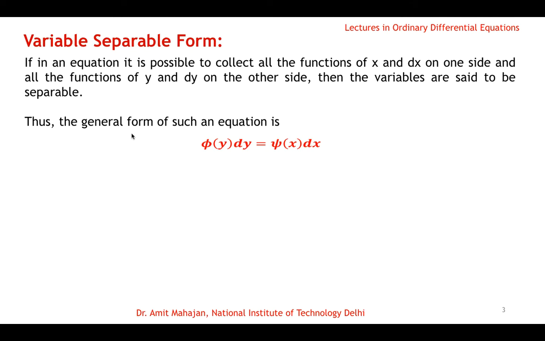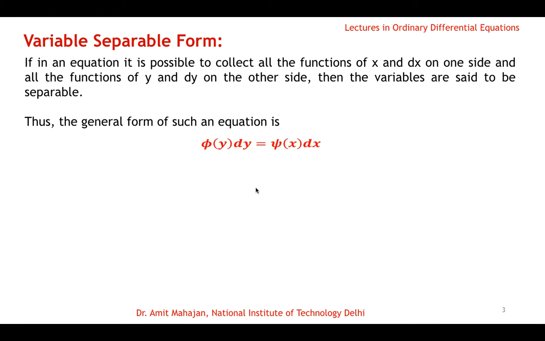Okay, so the general form of this equation can be written as some function of y dy is equal to some function of x dx. Okay, so phi y dy is equal to psi x dx. So this is clearly a variable separable form because the variable y is on one side and x is on the other side of the equation. So variable y is separated from the variable x.